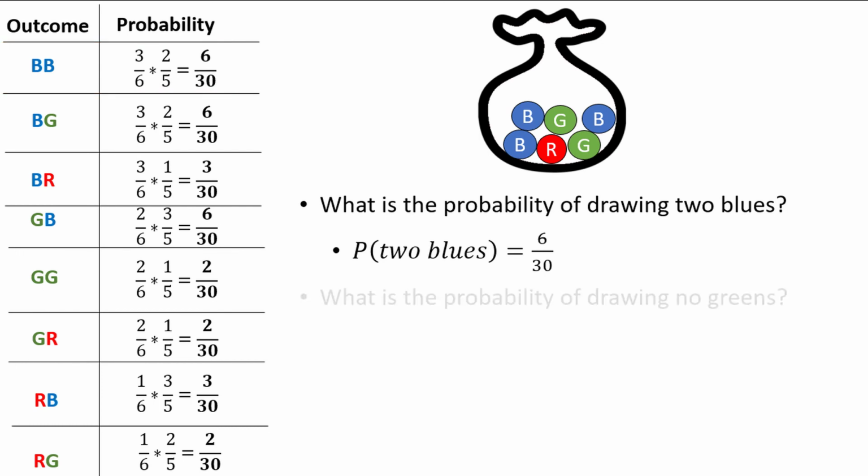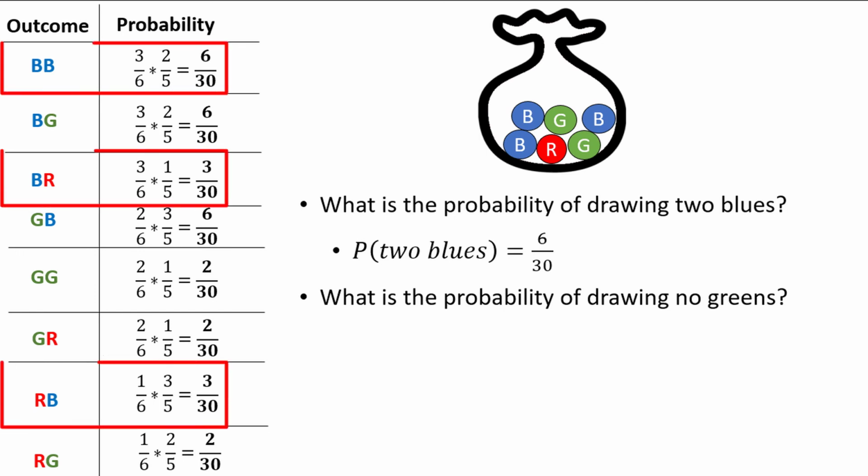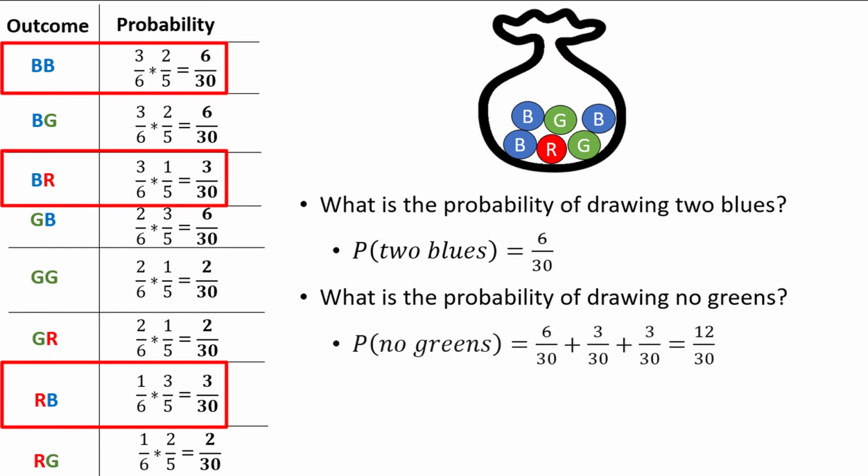What is the probability of drawing no greens? Just add up all the probabilities without greens and we will have the answer. The outcomes without any greens are these 3. Adding up the probabilities, we have 6 out of 30 plus 3 out of 30 plus 3 out of 30, which equals 12 out of 30.